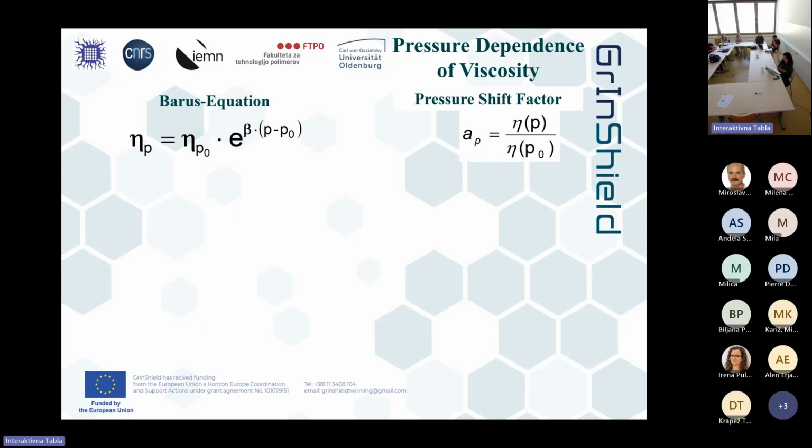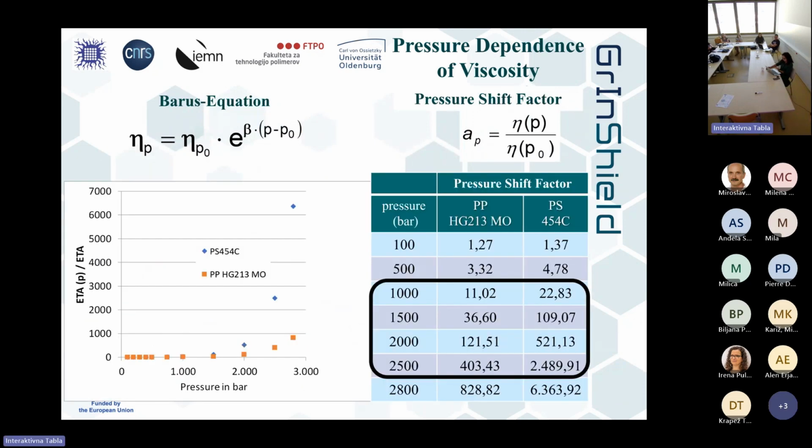Now to the effect. I showed you that it's an exponential equation, and this exponent is the one we are interested in. If you make a division, the pressure-dependent viscosity divided by the viscosity without taking the pressure into account, you have such a shift factor. And the shift factor is nothing else than this function, e to the power of beta times delta P. If I plot this here, we see the viscosity increase for polystyrene and PP, and here you see the values.